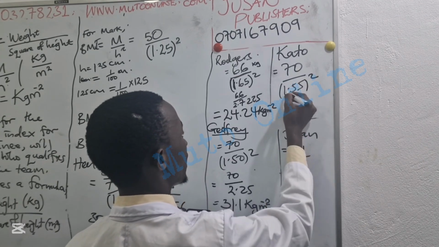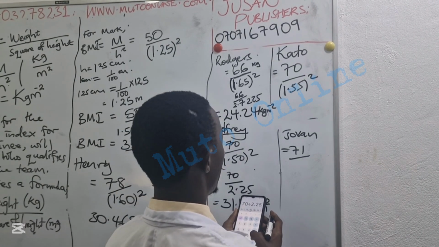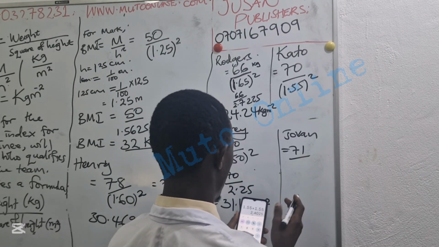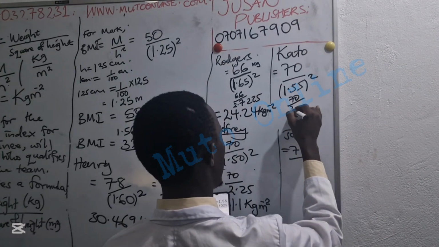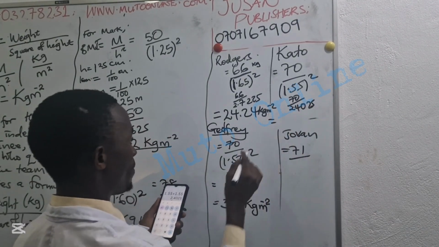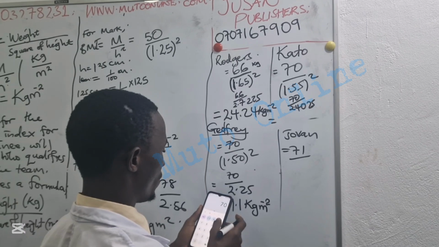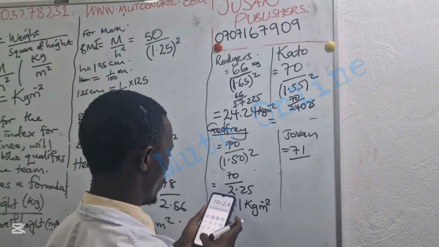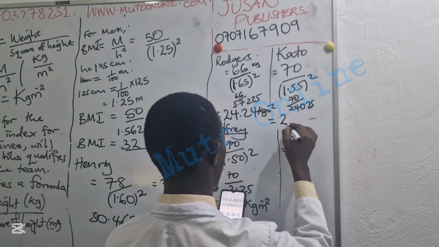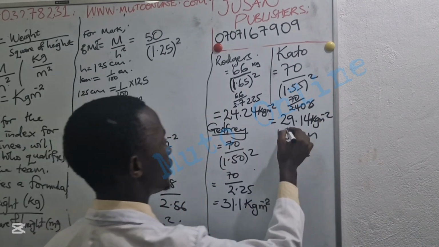For Kato, whose height is 1.55, remember we converted the heights to meters, we shall get 1.55 times 1.55, which is 2.4025. So 70 divided by 2.4025 to have a BMI of 29.14 kilograms per meter squared. Don't forget the units, please.